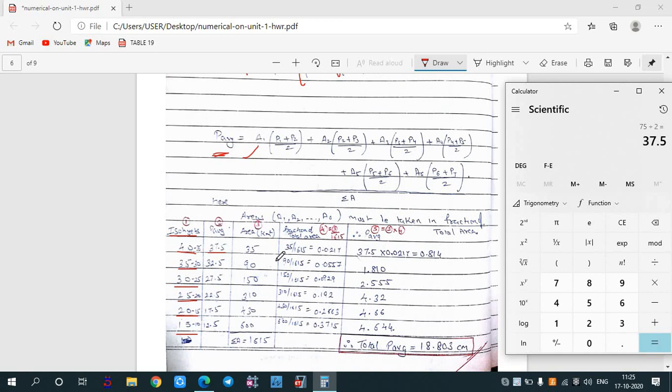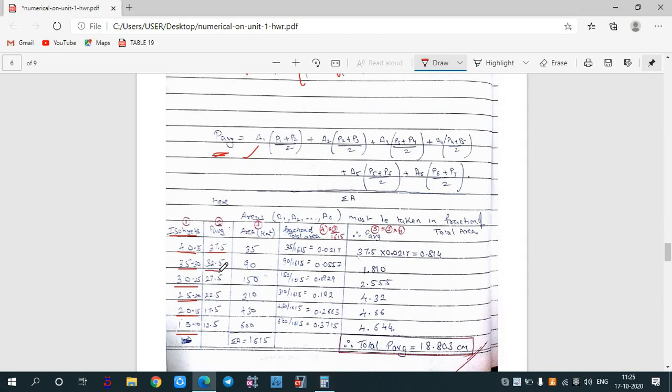The second one, 35 and 30, will give 32.5. Then 30 plus 25 divided by 2 will give you 27.5. Similarly, 25 plus 20 divided by 2 will give you 22.5. 20 plus 15 divided by 2 will give you 17.5. And 15 plus 10 divided by 2 will give you 12.5.